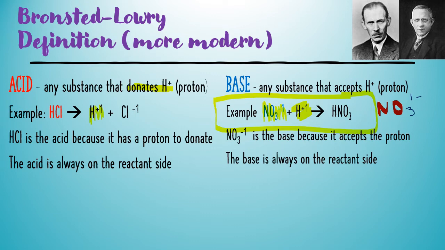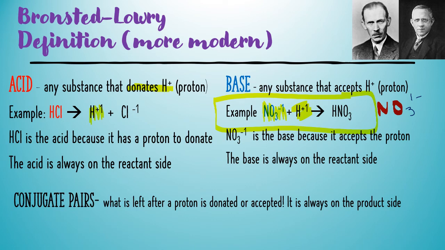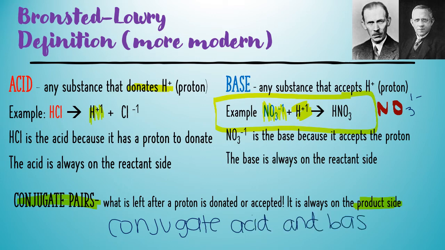And so with Bronsted-Lowry acids and bases, you have an acid, you have a base, and then you have something called a conjugate pair. The conjugate pair is what we're going to label on the product side. You have a conjugate acid and you have a conjugate base. And so we will be writing these reactions and labeling your acid, your base, and then your conjugate acid and your conjugate base.